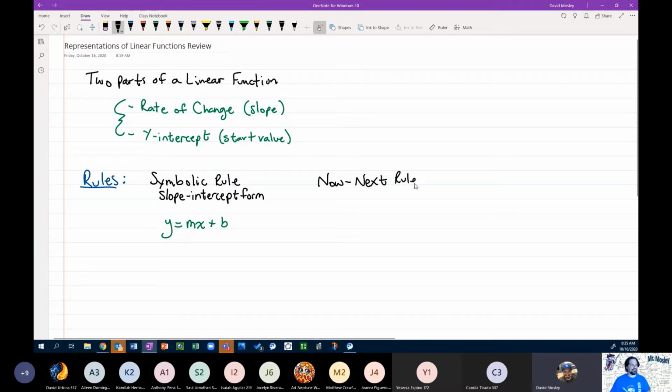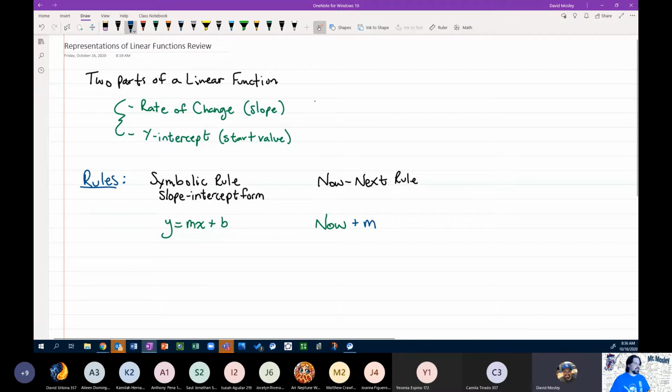We also have what's called the now next rule. And this actually uses the words now and next to describe how things are changing and where they start. In a now next rule, it's common to just start with now, and then you will add or subtract the rate of change depending on if it's a positive or negative rate of change. In this case, we'll just say plus m, so that we're using the same letter as we use in our symbolic rule, to make a connection between these two things.